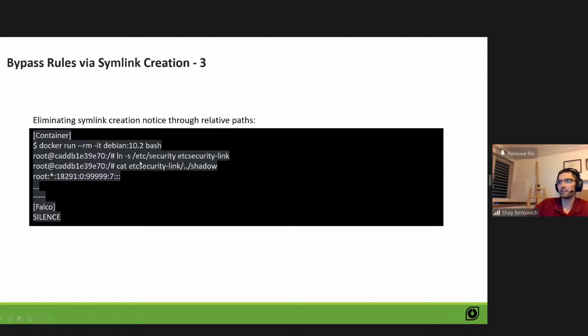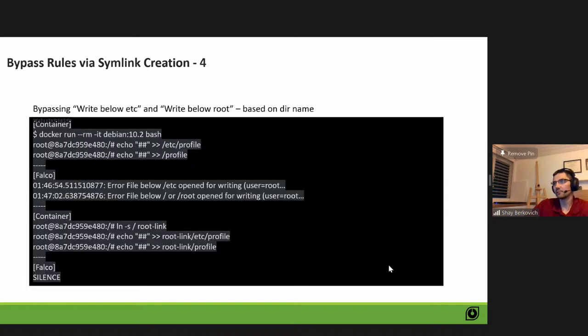So I'm creating a relative symlink path to /etc, rather than a direct symlink to the shadow. We create the symlink to the parent directory or to one of the subdirectories in the parent folder, /etc in this case. We call it etclink. When we cat etclink, going up once and then down to shadow, we're passing it and Falco is silent. So that means that Falco doesn't resolve the symlinks when rule evaluation happens. And that's a problem, of course, and we can use this to our advantage as an attacker.